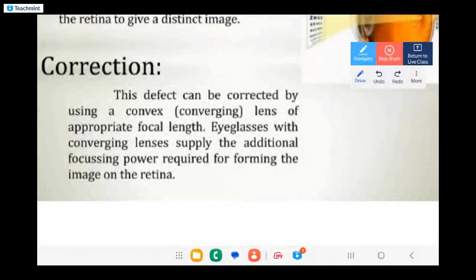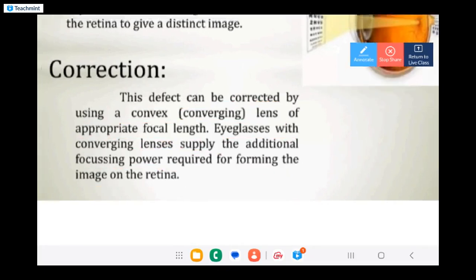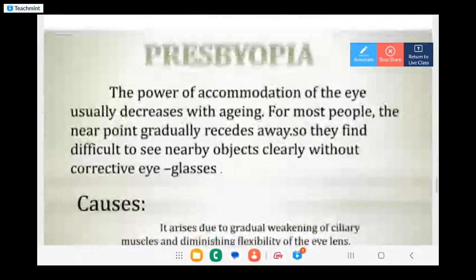So the correction is, this defect can be corrected by using a convex lens, which is called a converging lens, of an appropriate focal length. Eyeglasses with converging lenses supply the additional focusing power required for forming the image exactly on the retina. So the points that we have discussed for myopia, just the opposite points will be for hypermetropia.